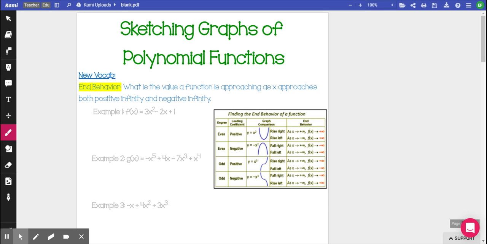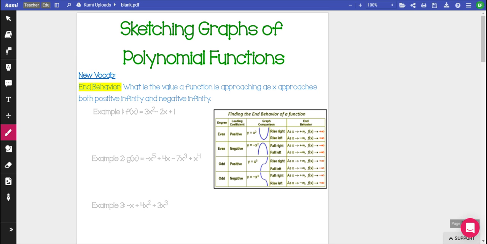Hello again, everyone. Today our goal is to learn how to sketch graphs of polynomial functions. So we're going to do a little background info first, some new vocabulary, and then we'll jump into sketching graphs of those functions. So first new vocab term we need to go over is end behavior. End behavior is the value a function is approaching as x is approaching both positive and negative infinity.